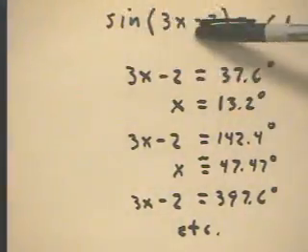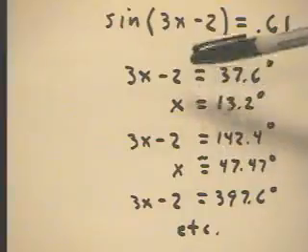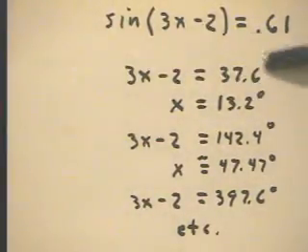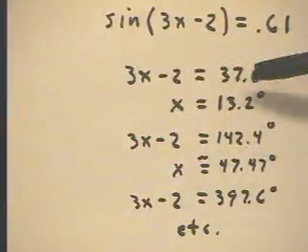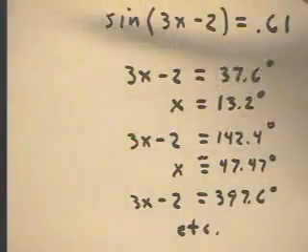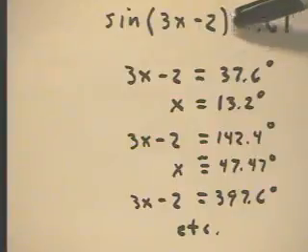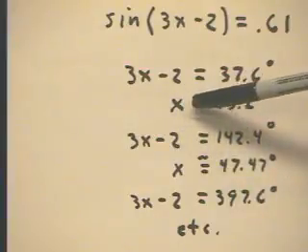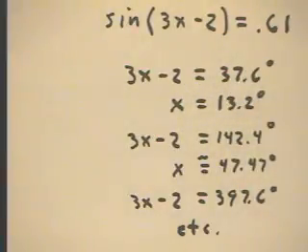Well, if the sine of something equals 0.61, then the something, which in this case is 3x minus 2, could equal 37.6 degrees. If 3x minus 2 is 37.6 degrees, then it's certainly true that the sine of 3x minus 2 is 0.61. And of course, if 3x minus 2 is 37.6 degrees, we can solve for x easily and determine that x is 13.2 degrees.